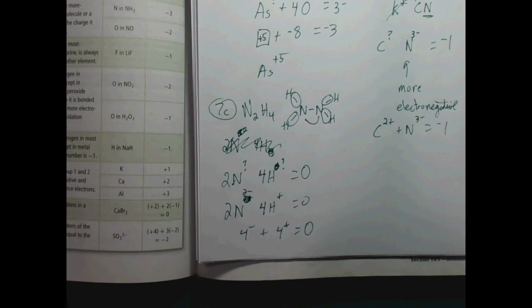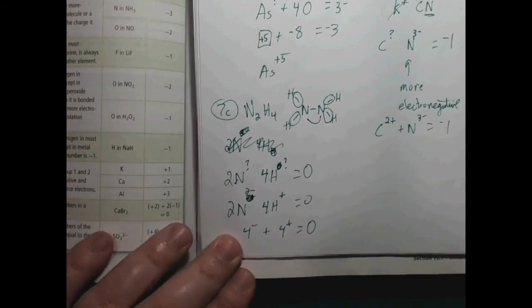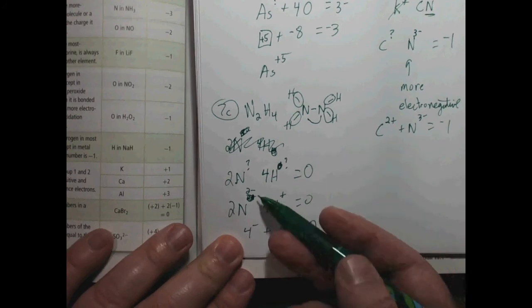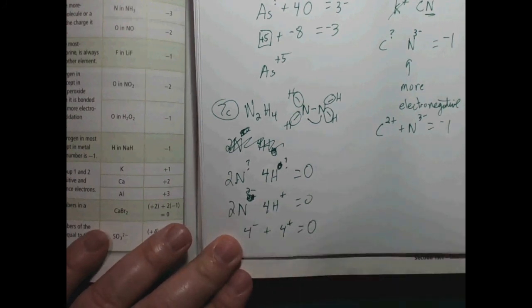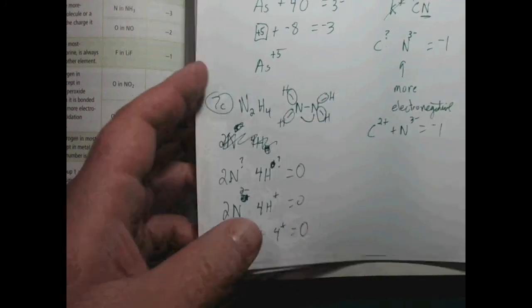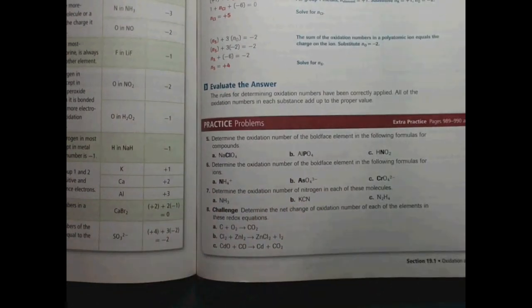Because remember, hydrogen is in most compounds a positive one, unless it's a metal hydride. Here, in N2H4, there are no metals. Those are both nonmetals, so hydrogen is normally plus. Nitrogen there ends up having to be 2 minus in order to add up to 0 for the compound. Step by step, break it down piece by piece, and you'll get there.